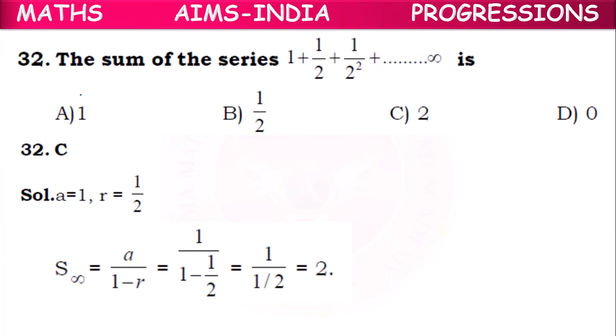Next children, here also same concept. The sum of the series 1, 1 by 2, 1 by 2 square up to infinity is how much? First term is A, R value is T2 by T1, which means 1 by 2 by 1, which is equal to 1 by 2. Sum of infinity is A by 1 minus R. You can substitute, you will get the answer as 2.